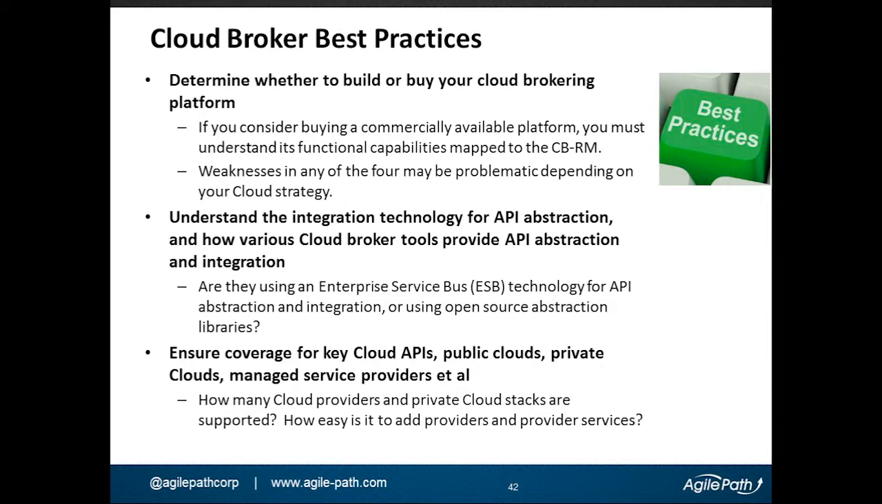It really does matter to make sure that they are able to accommodate these things. And you might ask out of the box, how many providers does your broker support? Does it support 30 plus, like the open source abstraction layer tools provide today, or does it support 5 or 10? Does it support the right 5 or 10 that you need? So that's the third bullet here: ensure coverage for the key APIs, public cloud providers, private clouds, etc.